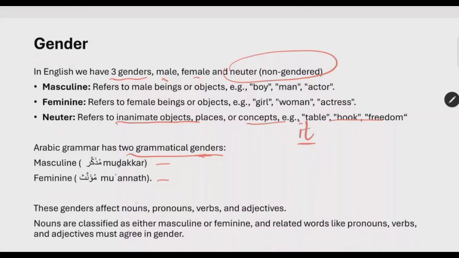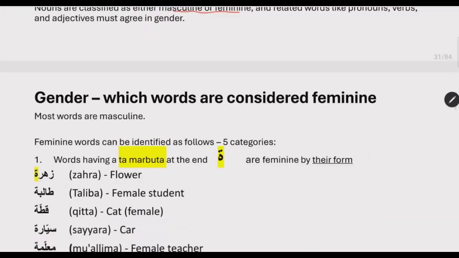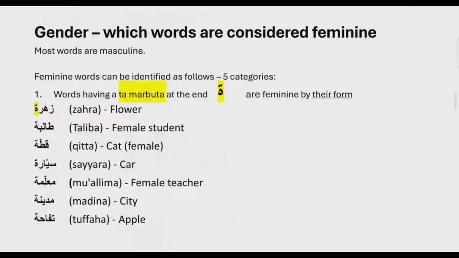And this applies to nouns, pronouns, verbs, adjectives. A lot of words have to agree in gender as well. Right? And nouns are classified as either masculine or feminine, and words related to the noun must agree in gender. Right, now, which words are considered feminine? Now, it's pleasing to note that most words are masculine. It's just easier to remember. Most things, 60-80%, are just masculine anyway. So that is out of the way.